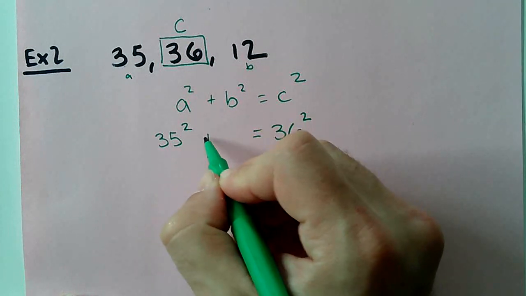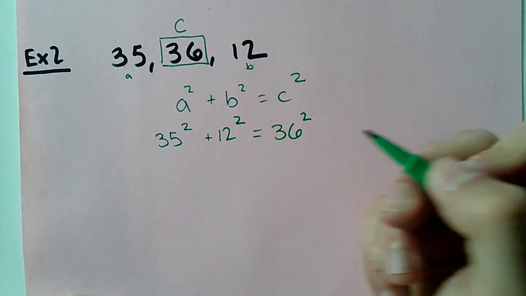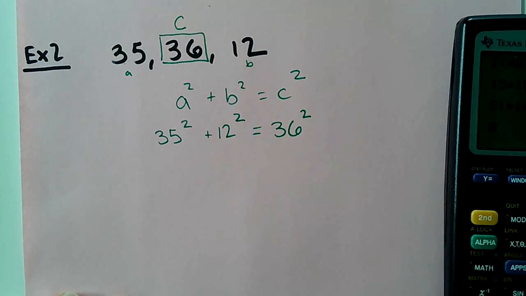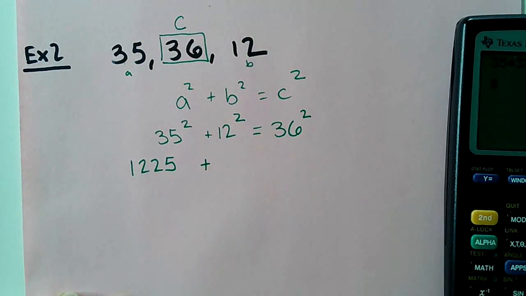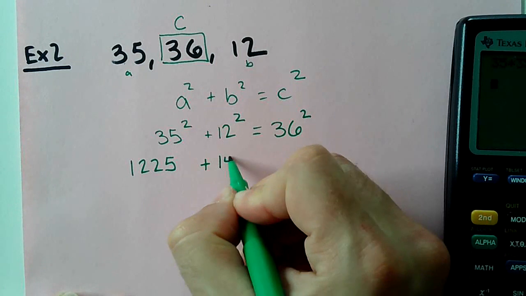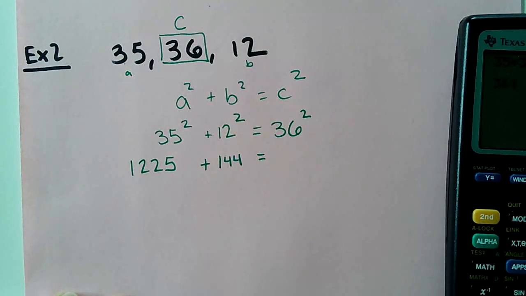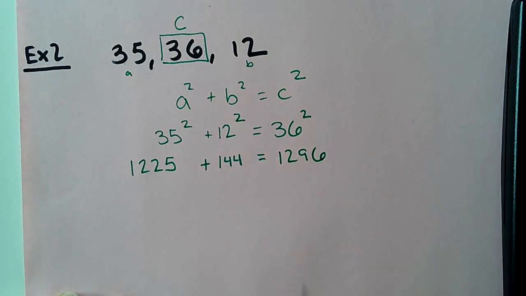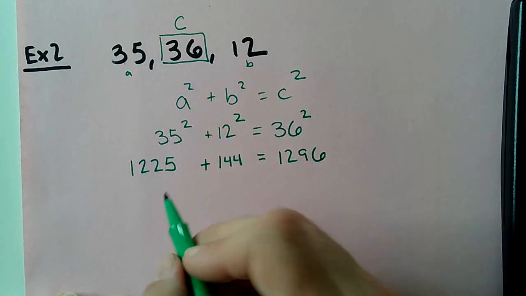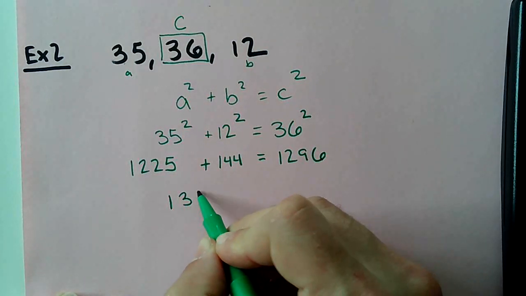So 35 squared plus 12 squared, remembering my squares. All right, these ones I don't know, so I'm going to grab my calculator and do 35 times 35. That's 1,225. 12 squared, I know, that's 144. 36 squared, I don't know, 1,296. All right, I'm going to go ahead and add up my first two squares. So 1,225 plus 144 gives me 1,369.